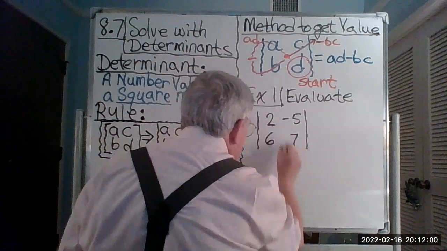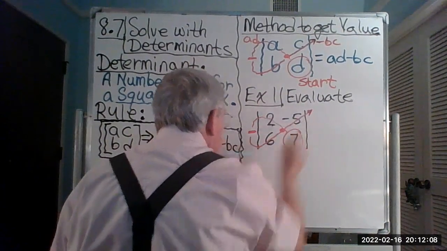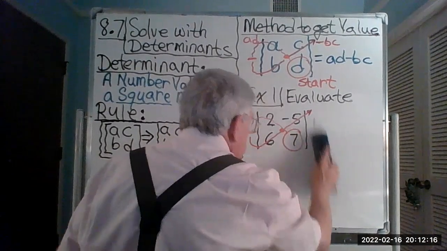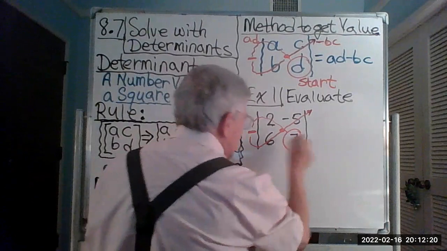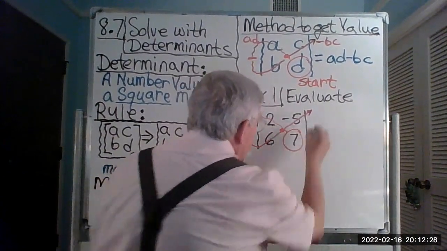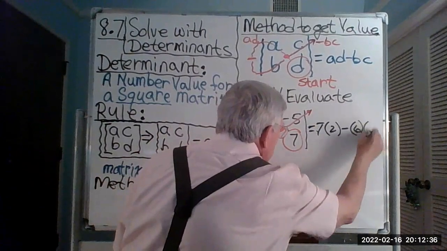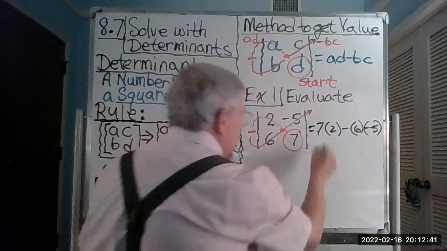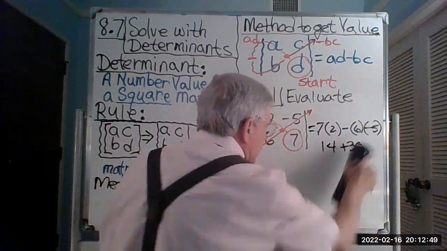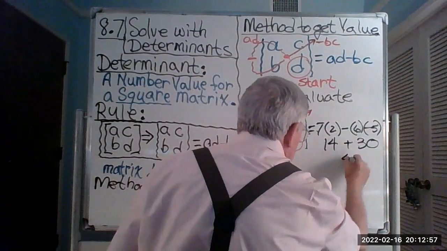So again, I'm starting here and I'm going this way, swinging around this way, and going back this way right here. So it's going to be 7. Hang on, let me put an equal sign in there. You can see sign errors are very prevalent in doing this. So it equals 7 times 2 minus 6 times negative 5. So then I get 14 plus 30. Final value is 44.